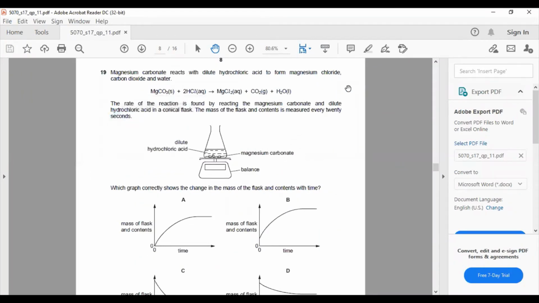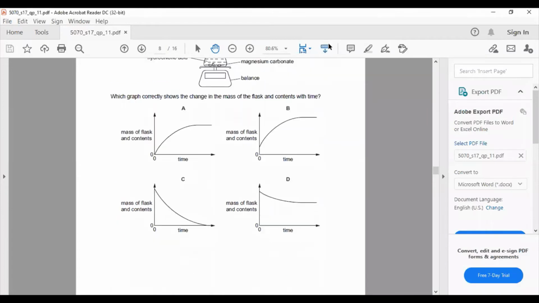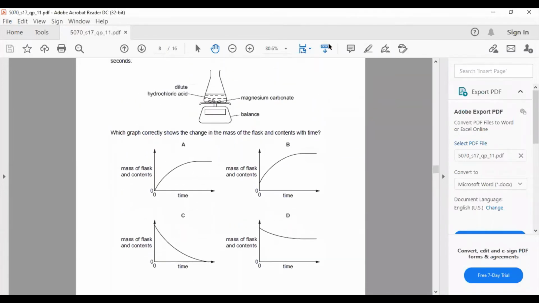Okay, 19 is about rate of reaction. Very frequently asked question. Gas is given out. So gas is given out means mass decreases, right? So mass decreases, A, B, wrong. Mass cannot be zero. D is the answer because this is not zero mass.